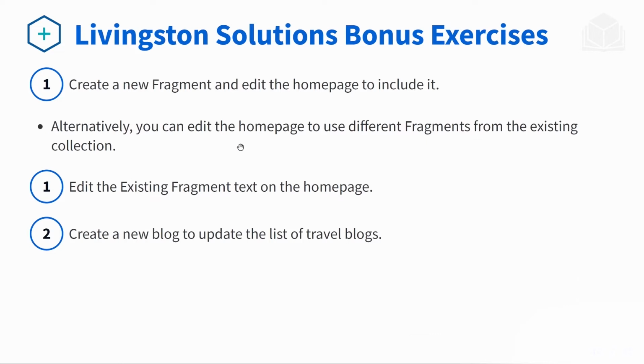And then if you have time, you can go ahead and try out these bonus exercises. For example, you can try to create your very own new fragment and then try to edit the homepage to include that fragment, or alternatively, you can just edit one of the existing fragments from the existing collection. And then also try to edit an existing fragment text on the homepage. Now, this won't actually change the fragment, but it will change what is displayed on that given page, so it will be specific to that page. And then you can try to create a new blog as well, and that should update in your asset publisher widget. So let's go ahead and get started here.